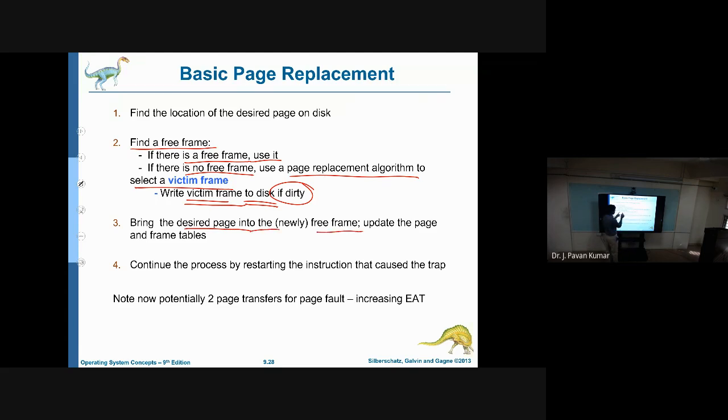Whenever we write this victim frame to the disk, that frame will be freed. Then we can write the desired page into that free frame, and we update the page table accordingly. Then we restart the instruction that caused the trap. Trap means whenever a page fault occurs, it raises a trap interrupt, as we have seen earlier. This is basic page replacement.